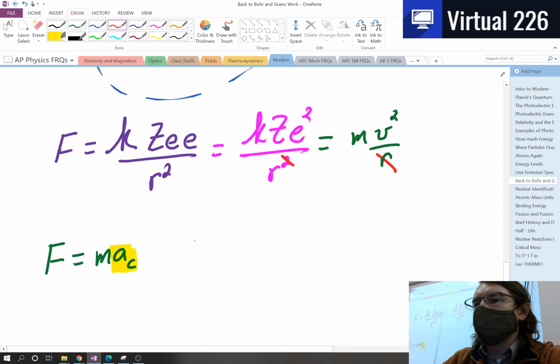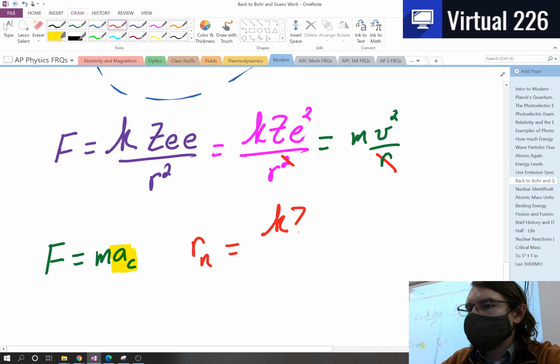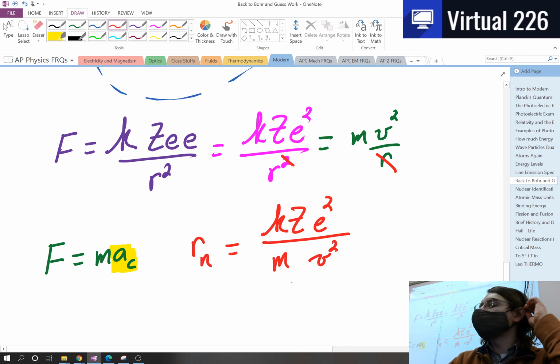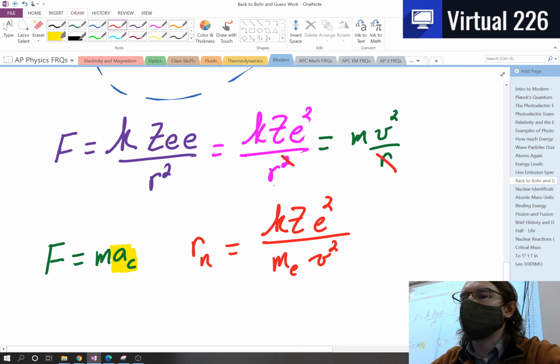And what we're going to have is r at some principal quantum number is going to be equal to k z e squared over the mass multiplied by v squared. And note, this is the mass of an electron here because that's what we've been talking about as the orbiting particle. So we could actually write this as m_e if we want. We'll just kind of ignore it because it is the mass of the electron.